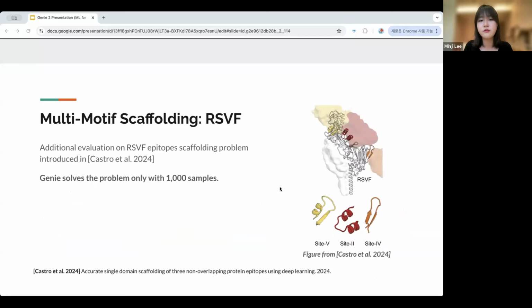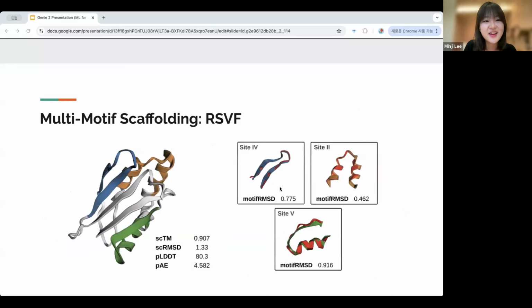Finally, we scaffolded the 3 RSBF epitopes as introduced in a recent preprint on multi-motif scaffolding with the RFjoint2 inpainting model, and the reference is below. And Genie solved this problem with only 1,000 samples. This is an example of our design.